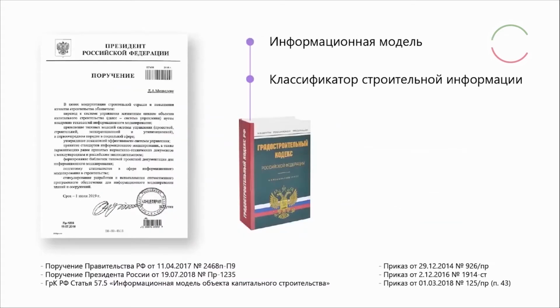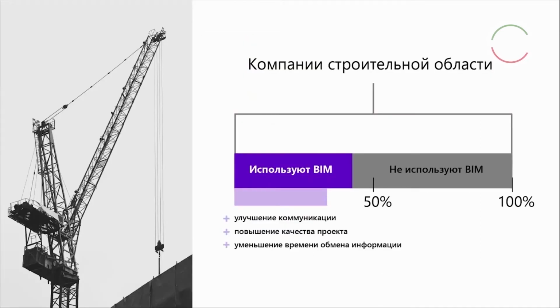Today, we're using digital models fixed in these regulatory frameworks. On 27th of June 2019, the President of Russia signed federal law number 151, according to which, since 1st of June, the digital information model and classifier of the construction information are reflected in the construction code of Russia. Basically, half of the companies in the industry use information models in their work.